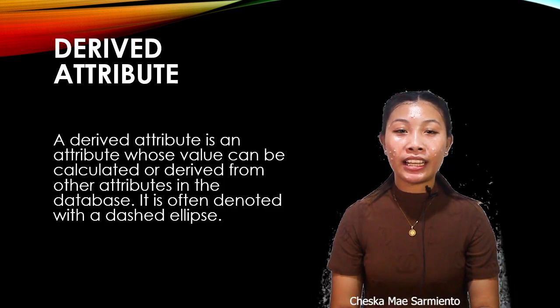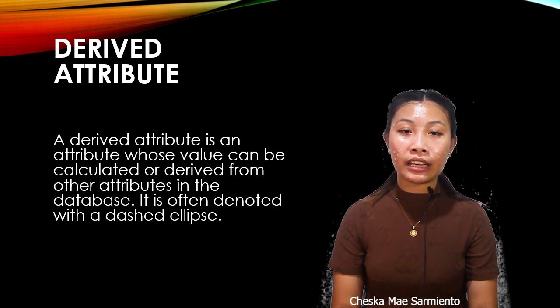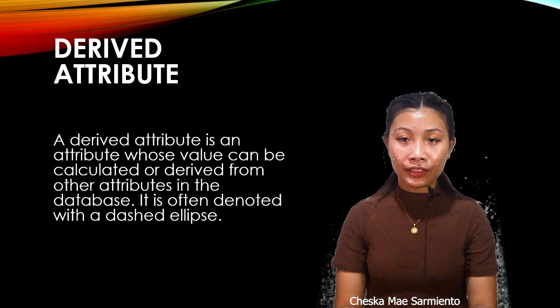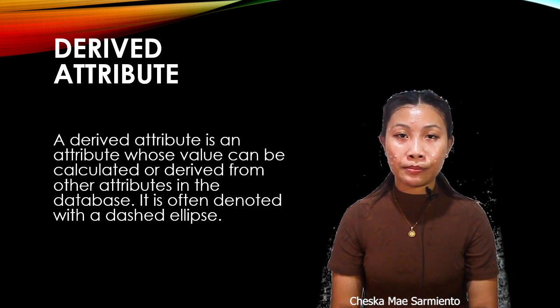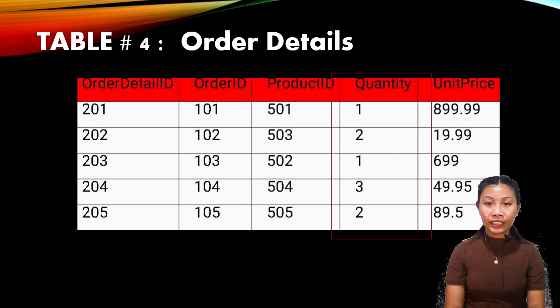Derived attribute. A derived attribute is an attribute whose value can be calculated or derived from other attributes in the database. It is often denoted with a dashed ellipse. For example, in table order, the total amount is derived from the attribute quantity in the table order details. The attribute total amount will be dependent on the other attribute.